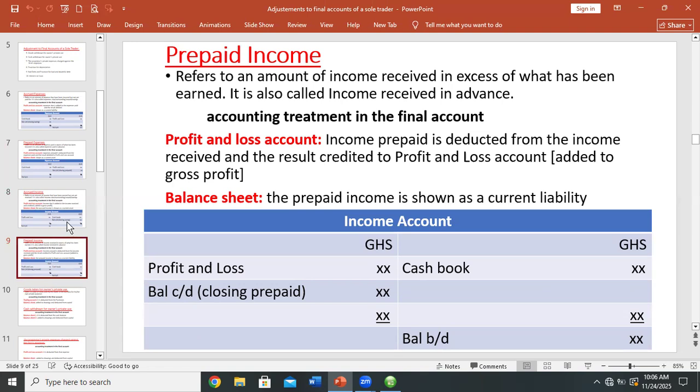I guess we would resume in the second session and continue with the others. I would prefer we look at a scenario where prepaid income and accrued income manifest themselves, so that we can appreciate how we deal with them in the profit and loss account and the balance sheet before we look at the remaining six. So let's meet in the final session and continue from there. But if you have a question, you can still go ahead and ask.